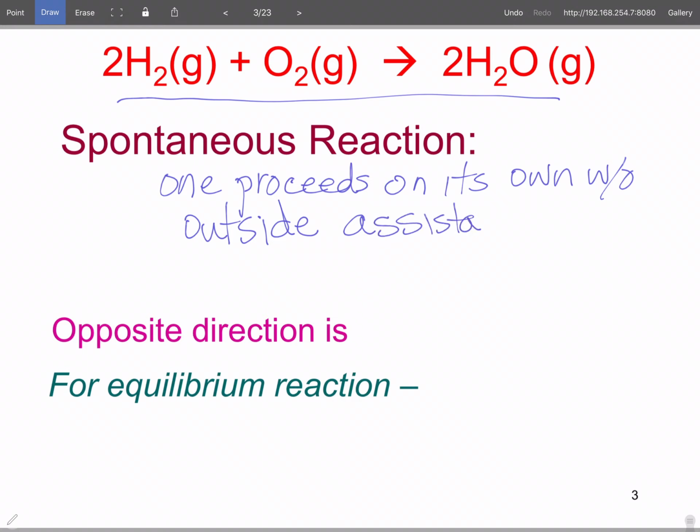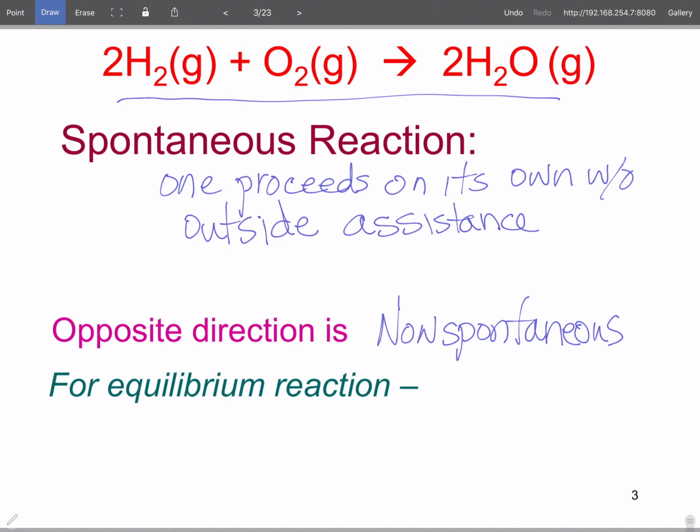So anything that will go on its own, balls rolling down a hill, without anybody messing with them, is spontaneous. Now, the opposite direction for any spontaneous reaction is non-spontaneous. And you're like, wait, that was pretty obvious. Well, that is true. But what we're going to see is some reactions will proceed in both directions. So they may be favored for one side, but there's no direction that's spontaneous. But there are other reactions that are spontaneous only in one direction.